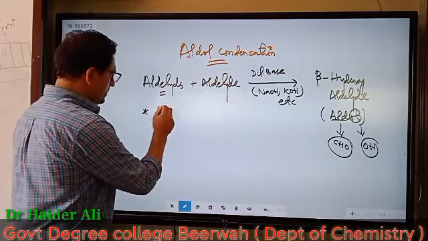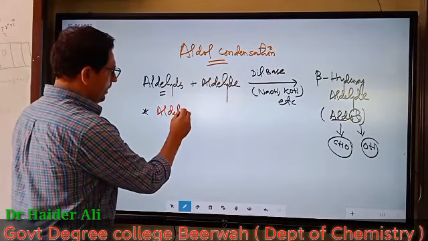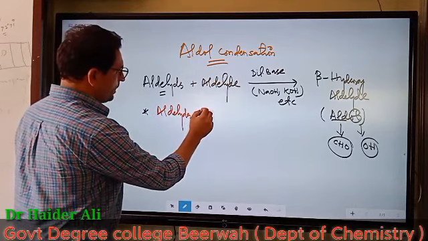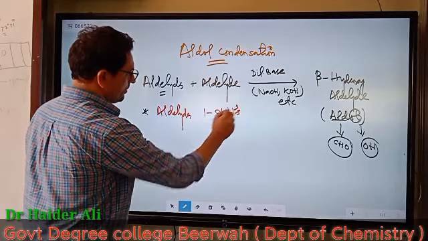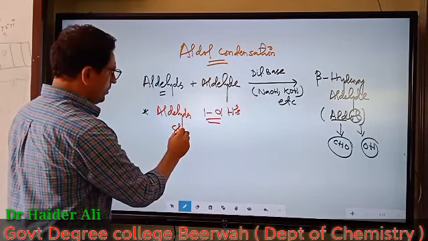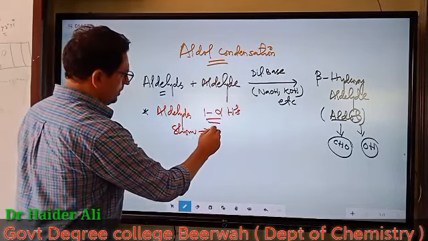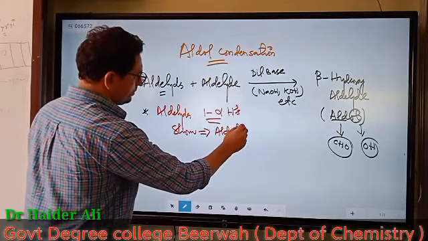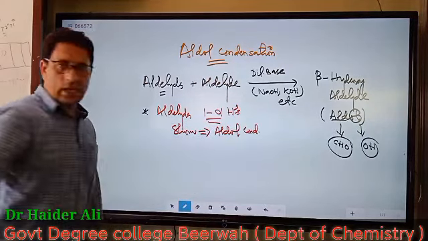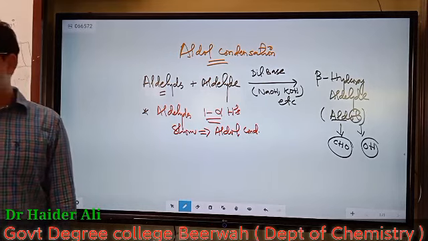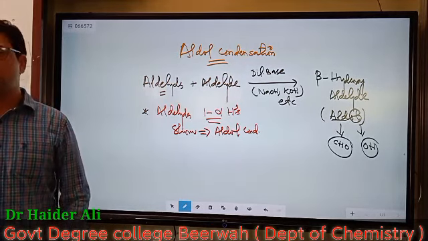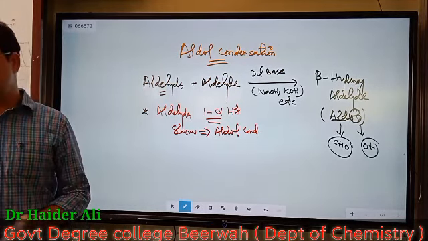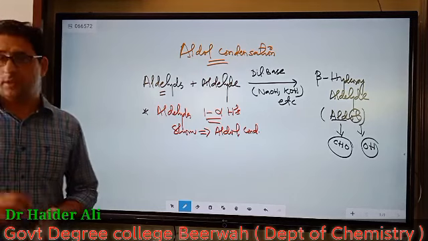So aldehydes having at least one alpha hydrogen will show aldol condensation. Aldehydes having at least one alpha hydrogen will generally show aldol condensation, and an aldehyde which does not have one will not show aldol condensation. You got it? It's very important.